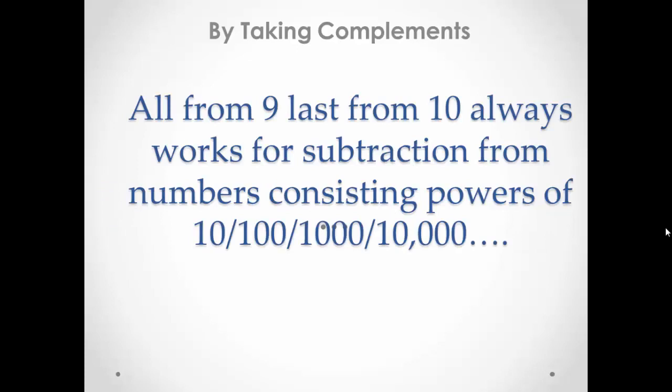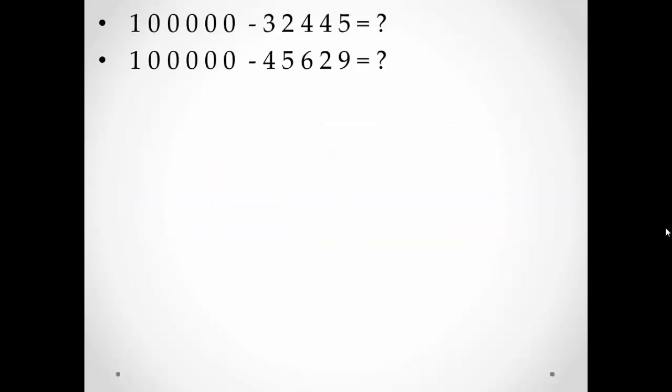This is possible by taking complements, that is, all from 9, last from 10. It works for subtraction from numbers that are a power of 10, such as 100, 1000 and 10,000. So let's take an example to understand it better.